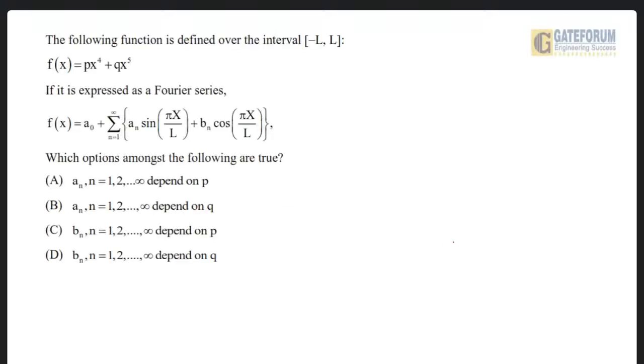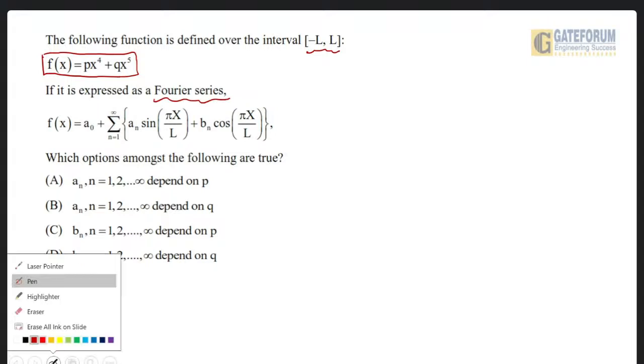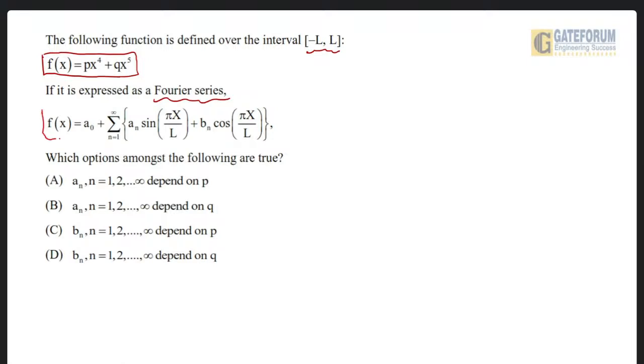It is a question with a missing part, a typing mistake. The question is, the following function is defined over the closed interval minus L comma L. The function f of x is equal to p x power 4 plus q x power 5. If it is expressed as a Fourier series, f of x is equal to a naught, instead of a naught by 2, it is a naught plus sigma n is equal to 1 to infinity a n sin n pi x by L plus b n cos n pi x by L. Which options amongst the following are true? A, B, C, D, four options given.